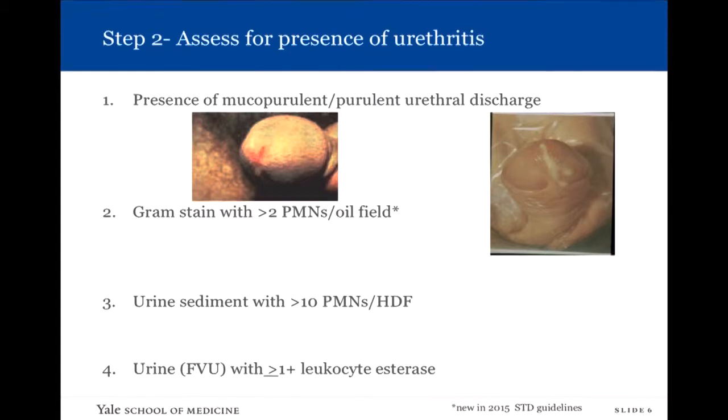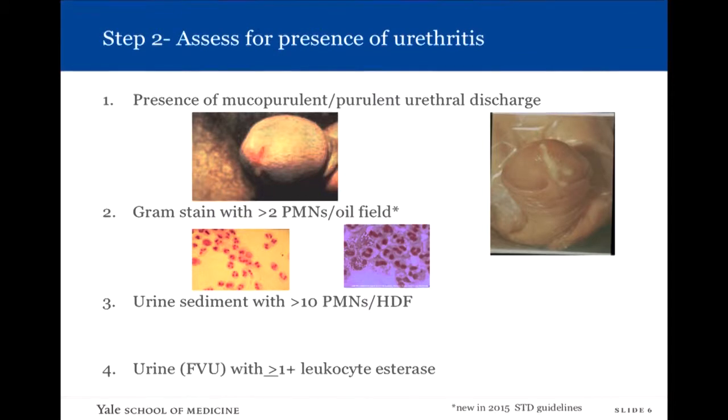Sometimes it's not as clear, and so using a gram stain with now a new cutoff of more than 2 white cells per oil field is consistent with urethritis. So you can see here 16 white cells or so with no intracellular organisms, and the beauty of doing a gram stain to assess for urethritis is, in addition to being able to see if they have inflammation with more than 2 white cells, you can see if there's intracellular gram-negative diplococci, as you can see there on the right, inside those white cells, so you have a diagnosis of gonococcal urethritis in a stat setting.